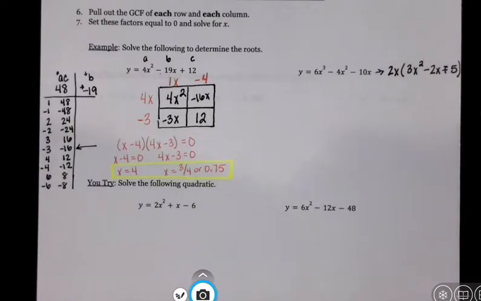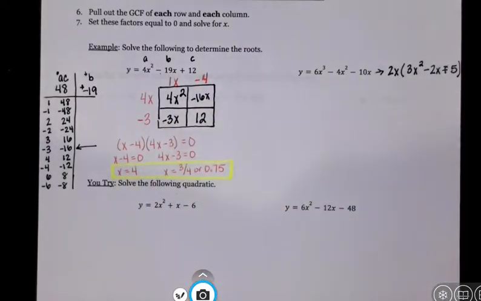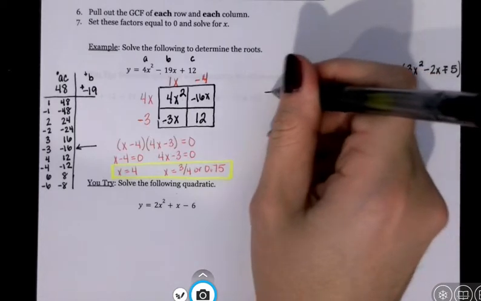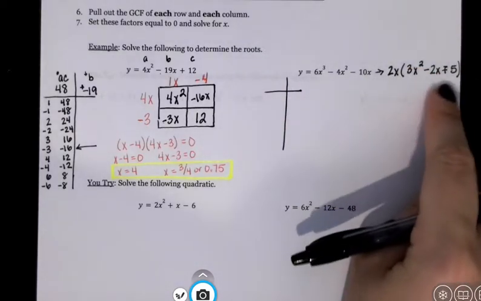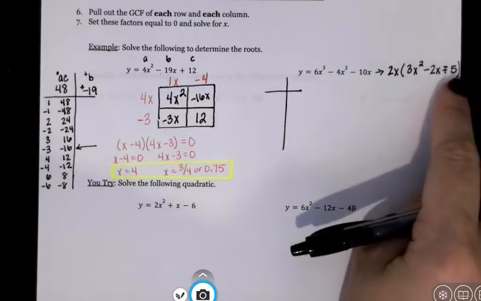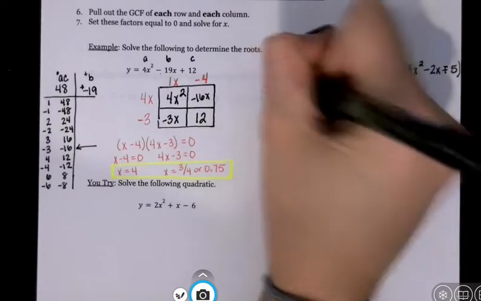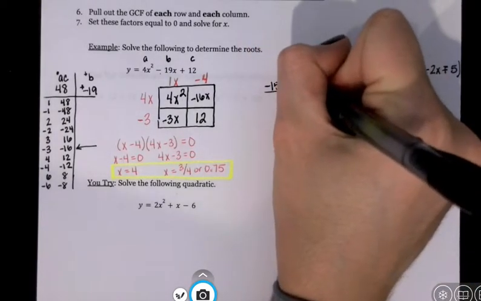Well, that didn't really help because my a value is still not 1, so I'm going to have to factor it using the method we did on the left. So I'm going to make my t-chart. I want numbers that multiply to my a times c. Well, my a is 3 now because I'm looking at what's inside the parentheses, and my c is negative 5. When I multiply those, I get negative 15, and it has to add up to a negative 2.